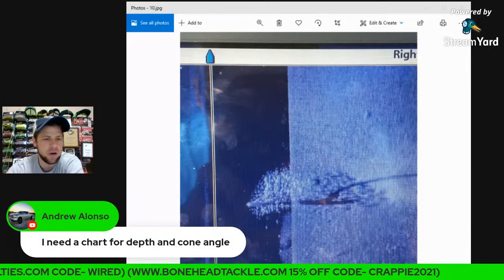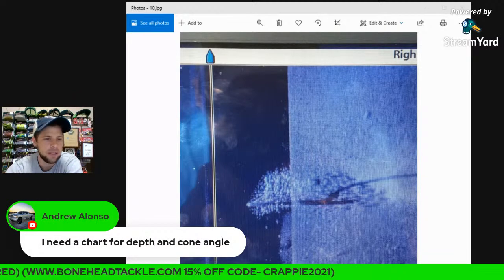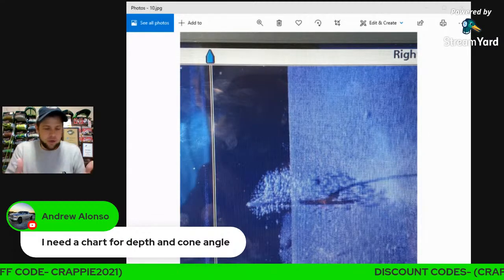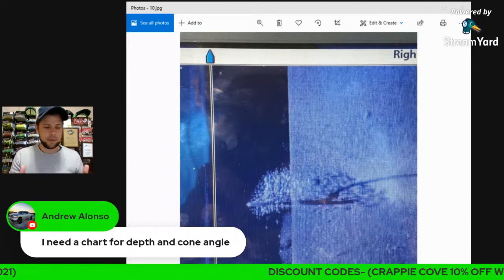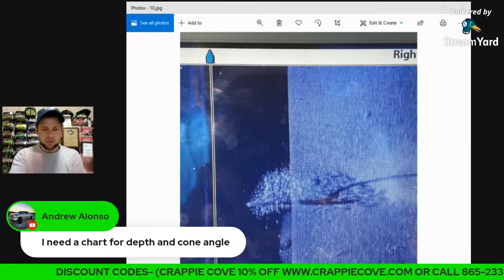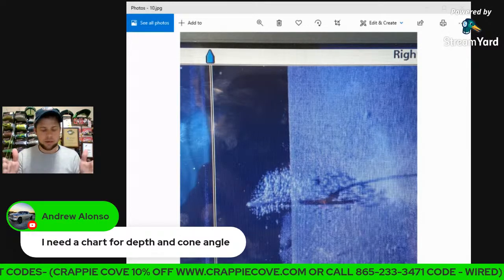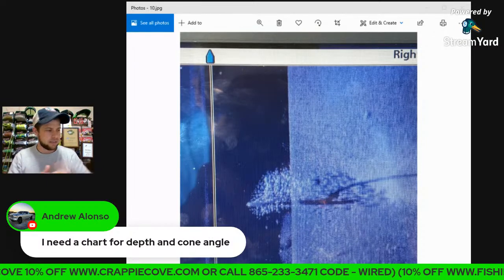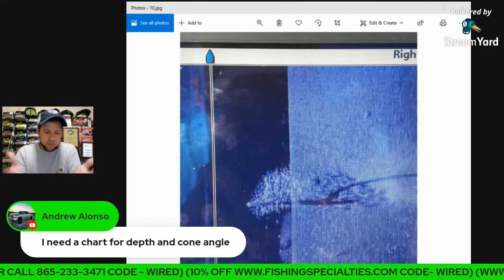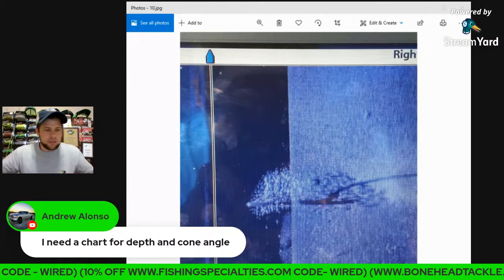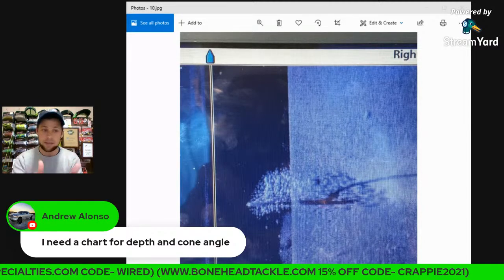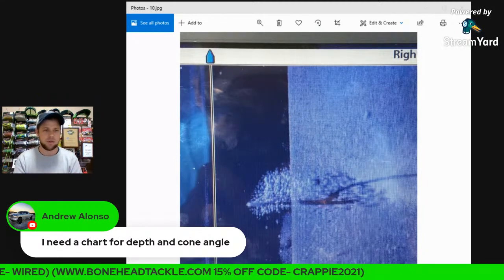Andrew says, I need a chart for depth and cone angle. Look, guys, the chart is great. The chart's going to do you well, but your cone angle to depth is going to be right there on your screen in front of you. So if you're in 20 feet of water and your lines tell you that you're looking at 10 feet to the left and 10 feet to the right before it hits land, well, guess what? In 20 feet of water, you've got 20 feet of bottom that you're looking at. It's right there on the screen in front of you. You don't necessarily have to have the chart. It's going to be there every time you turn your unit on, okay?